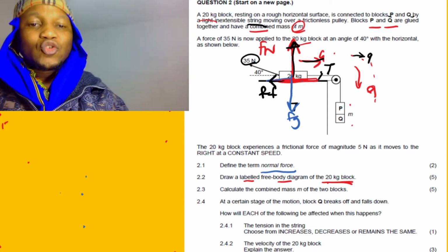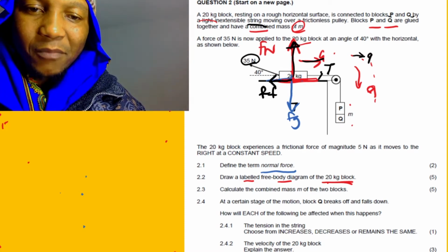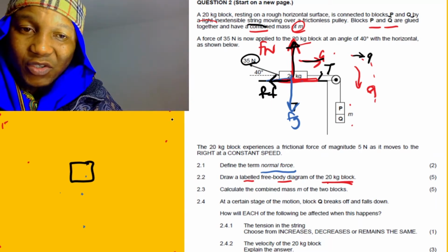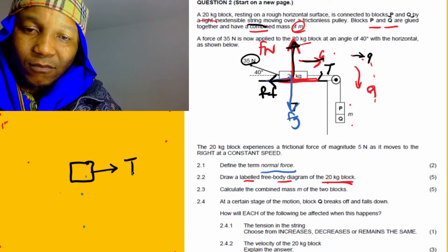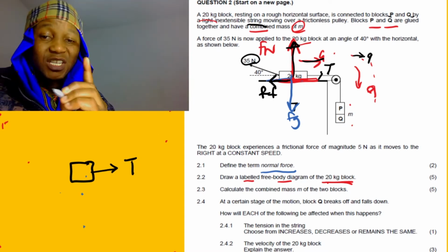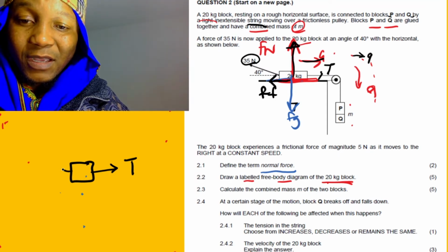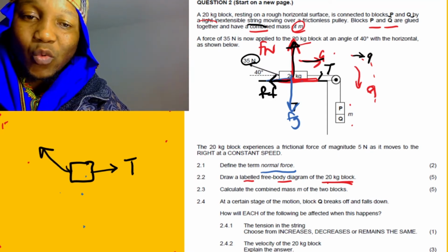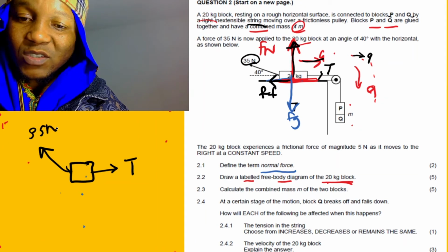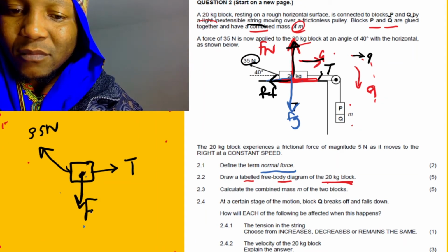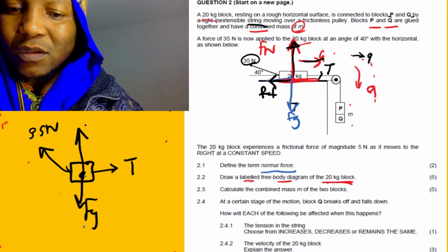So what I've drawn for you here is a force diagram. I can draw a separate force diagram for the 20 kilogram block, with the forces: tension, because on a rope or string we have a tension force; this 35 Newton force that you apply; a force of gravity; and a normal force.